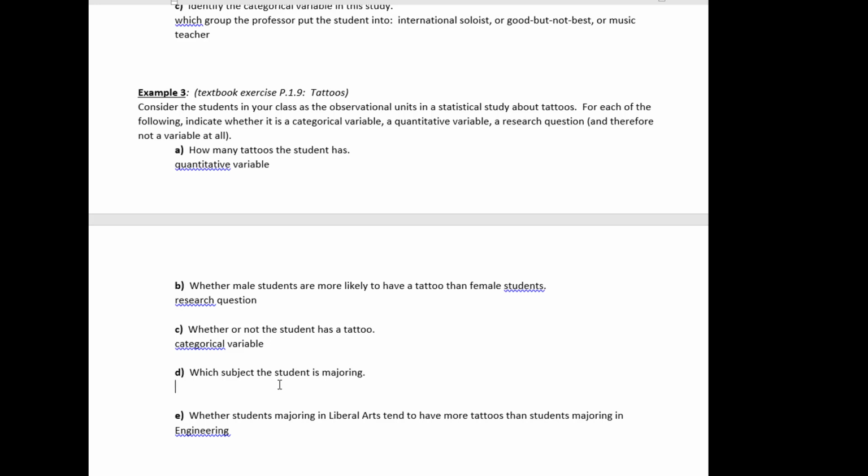Next, what subject the student is majoring in. So again, you could walk up to a student and write down, what's your major? And that means it's a categorical variable. You could answer that question for each of the observational units.